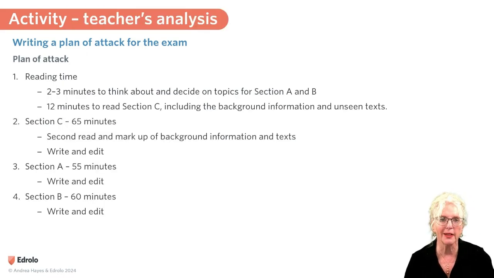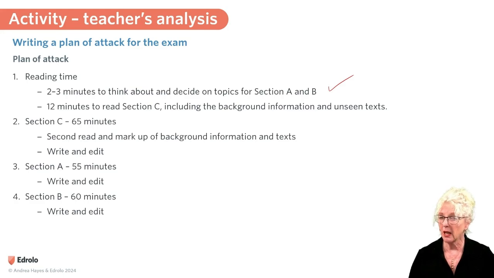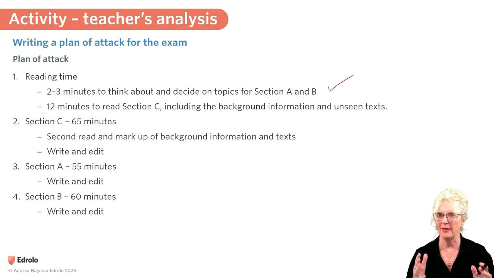I was talking about this first part before. 2 to 3 minutes to think about and decide on topics for section A and B. And sometimes be careful there. Sometimes you first look and you go, oh, instantly, yep, I'll choose topic 1 for section A. And then I've seen many times a student comes back, they can do their introduction, 2 body paragraphs, and then they haven't got a third, and perhaps they should have chosen the second topic. So give it another look. That would be my suggestion.